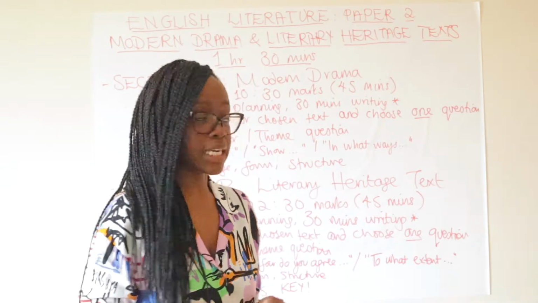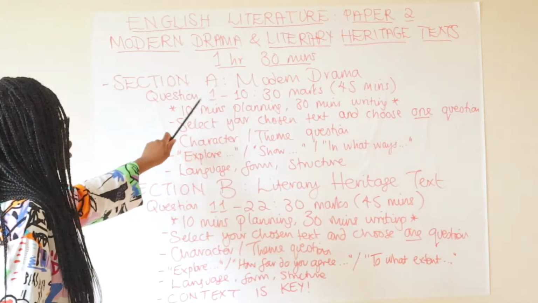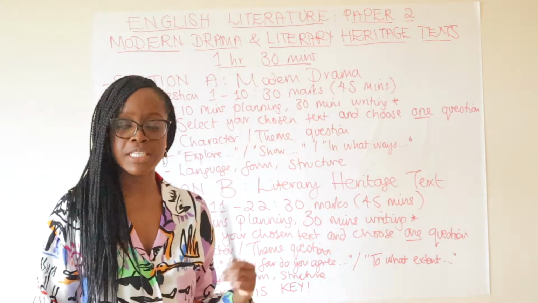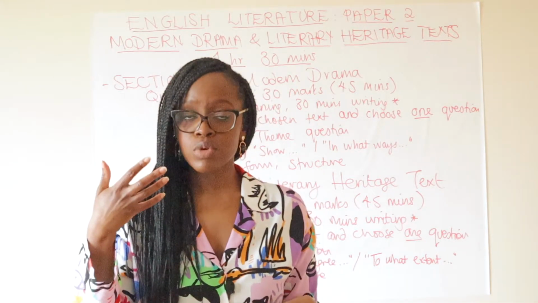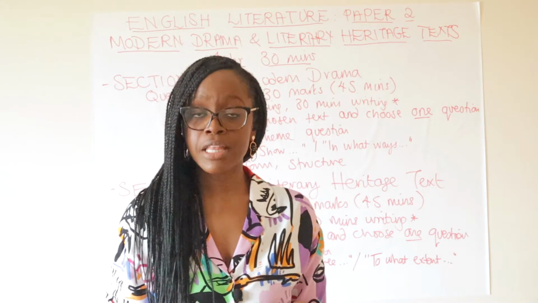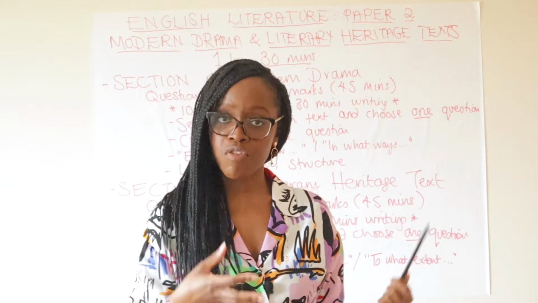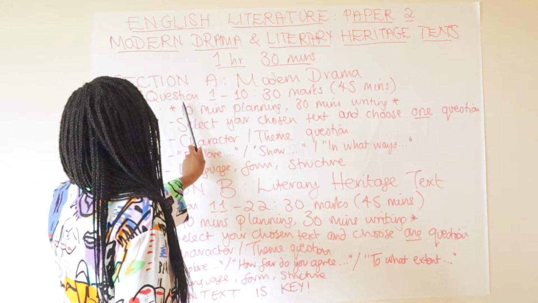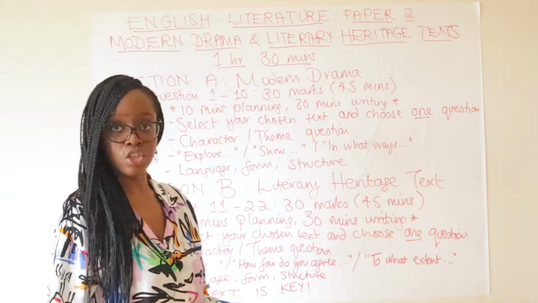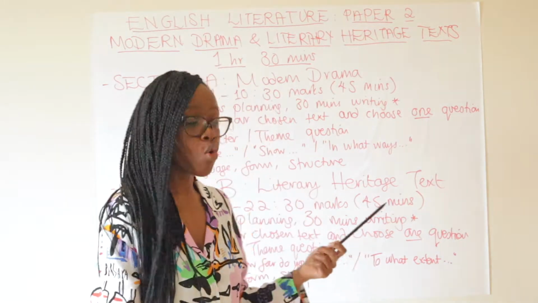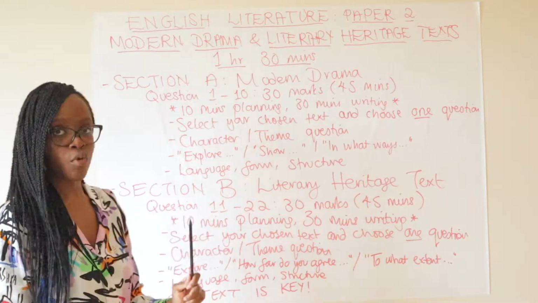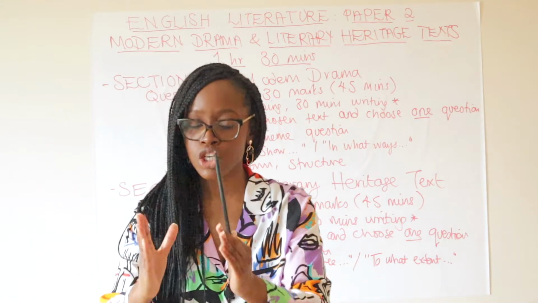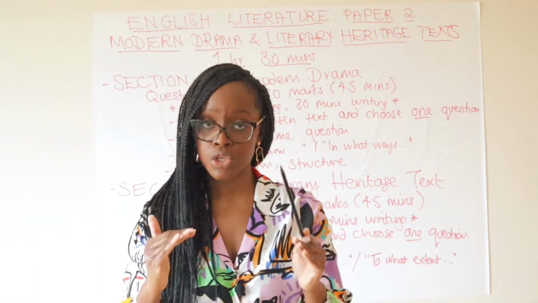So let's begin with section A. Section A is essentially the modern drama section. This is where you're given a play and you then select the question related to the play that you've studied, in either school or as part of my course. The questions run from question number 1 all the way to question number 10, but of course you just select the section that is relevant to your chosen text.